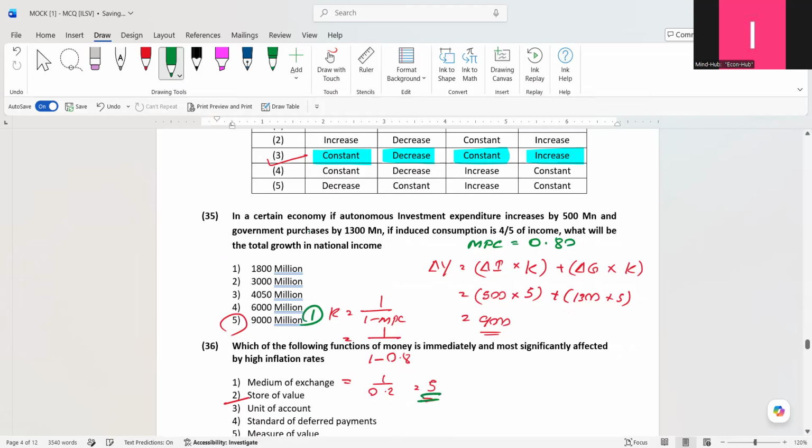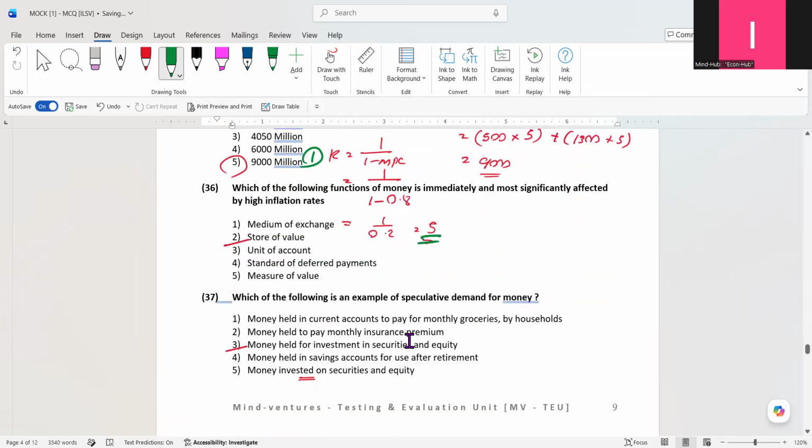So once I find the multiplier, I apply the multiplier to the investment change and the government purchases change. 500 into 5, 1200 into 5. So the net result of this is I end up with 9,000. Correct answer number 5.